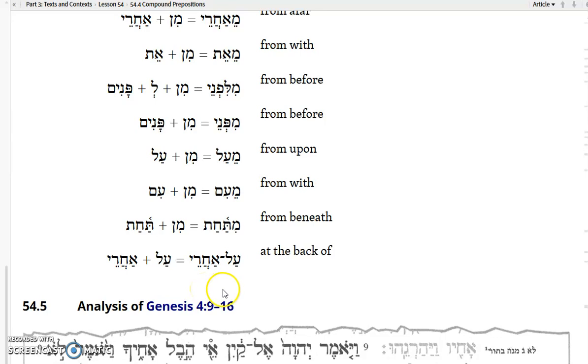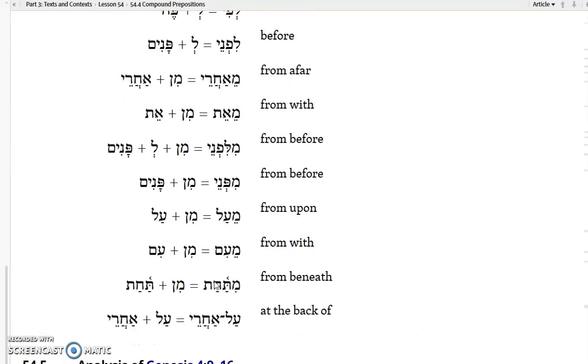So that's the grammar of lesson 54. That's the grammar of Ross's Introduction to Biblical Hebrew. Someday we'll do more grammar, but that's enough for one course. Hope you enjoyed the course, as we're getting very near the end of it. And we'll see you later.